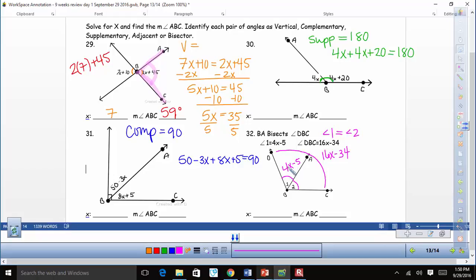Okay, so I have a part and a whole. What am I going to be able to do if I have a part and a whole? 2 times part equals whole. So we do 2 times 4x minus 5 equals 16x minus 34.